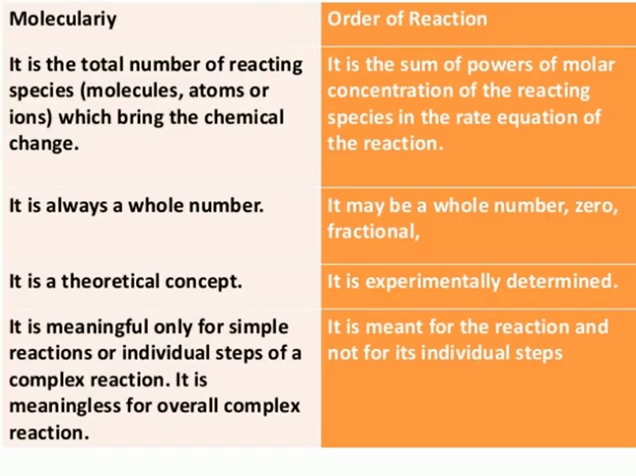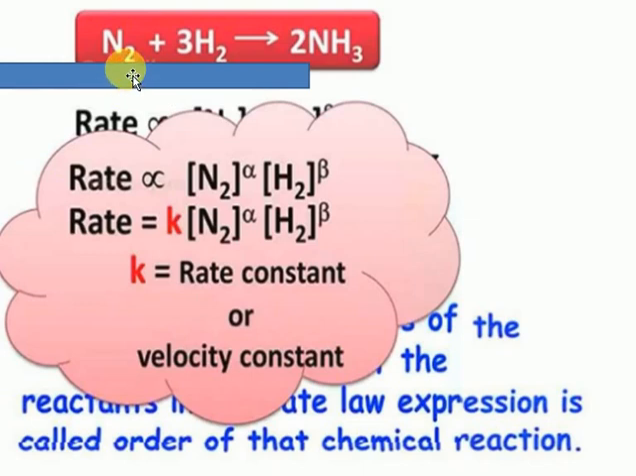Suppose you imagine one rate equation: N2 plus 3H2 gives 2NH3. I want the rate equation. Rate is proportional to the concentration of N2 and the concentration of H2. Just imagine the rate is proportional to nitrogen to the power alpha, hydrogen to the power beta. I mentioned very clearly that alpha may or may not equal 1, and beta may or may not equal 3. To remove the proportionality sign, I can use a new constant, called K1.